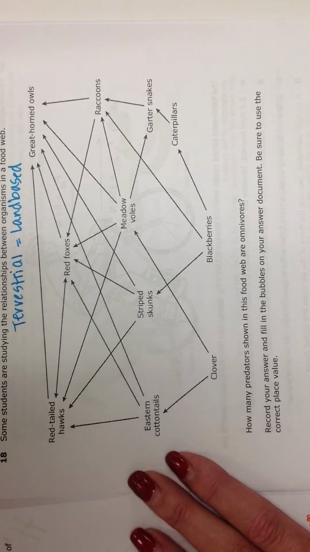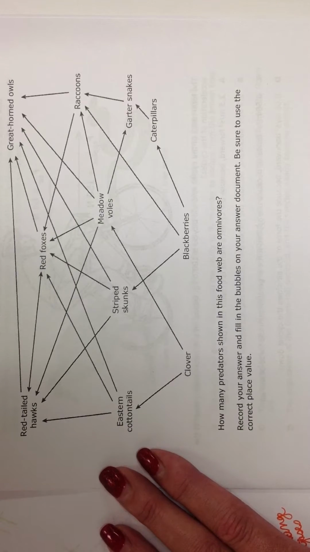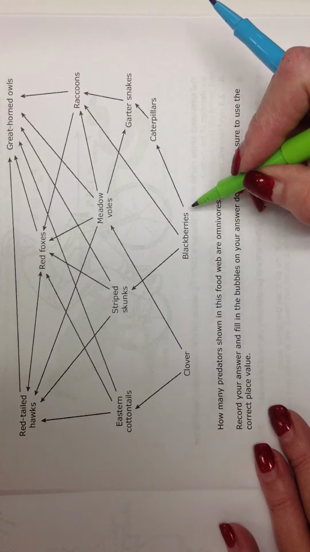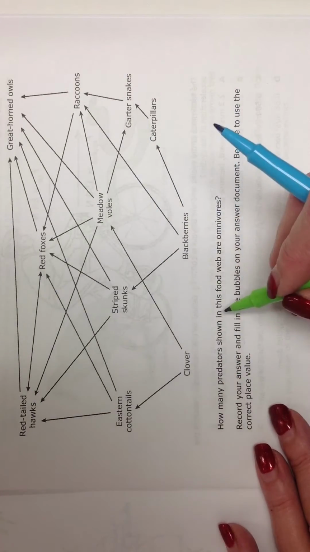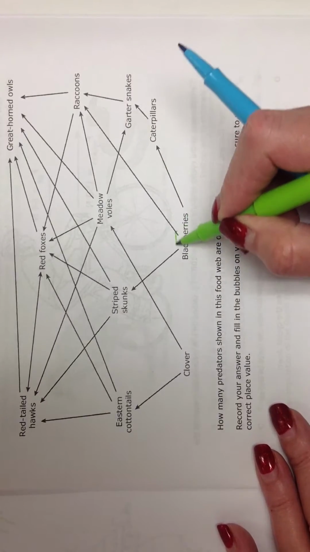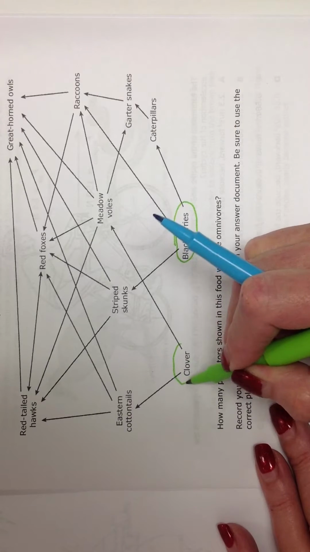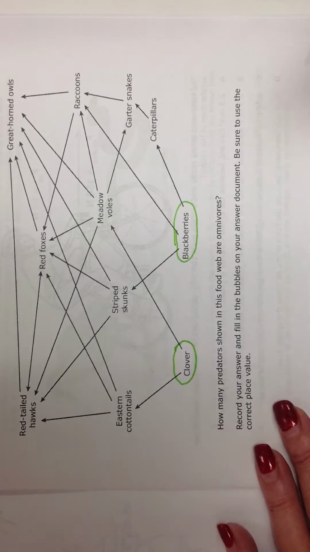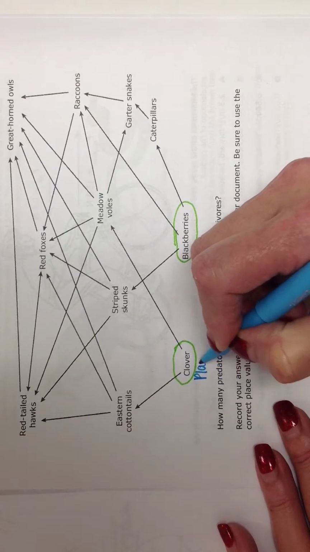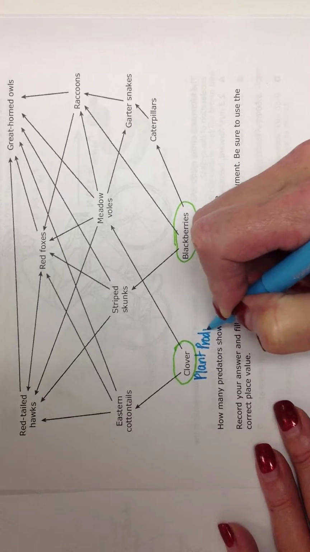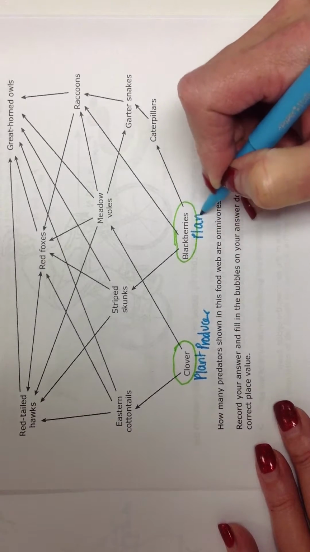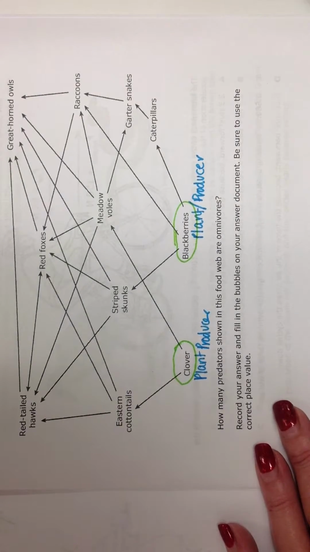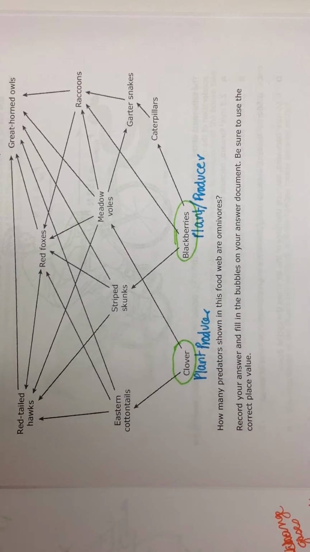So let's see if we can find our producers for starters. Now this one's kind of nice. We've seen some, and we will see some, where all the plants aren't nicely right in the beginning or at the bottom. But here we have our blackberries, and here we have our clover. This is our plant or producer, and this one too. All right, so anything that consumes these plants is going to be a consumer, a primary consumer, or a herbivore.